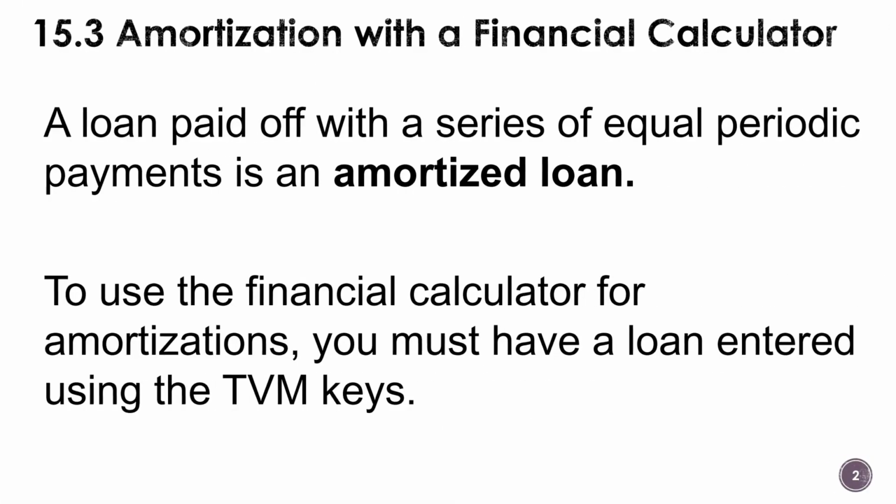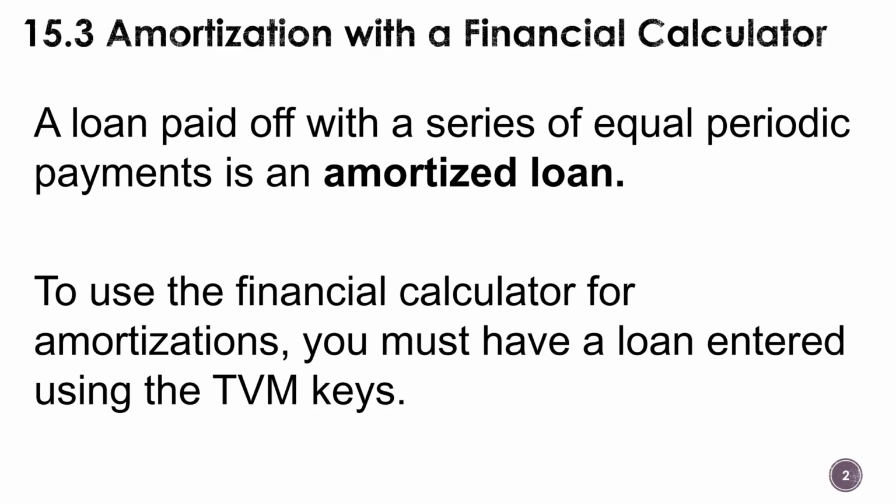It's interesting information also. If you're paying your loan off with a series of payments, then it's an amortized loan. Gosh, I think I left out a letter there. And then to use our financial calculator for amortizations, we have to have a loan entered using the TVM keys. So that's always an important thing. So if you try to go to your amortization keys and you don't have a loan in, then it's not going to work, obviously.